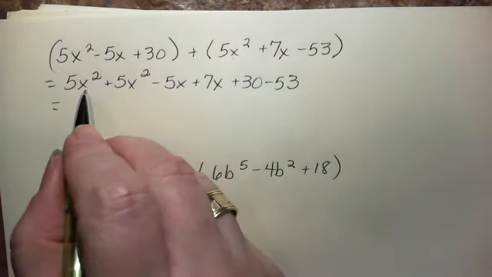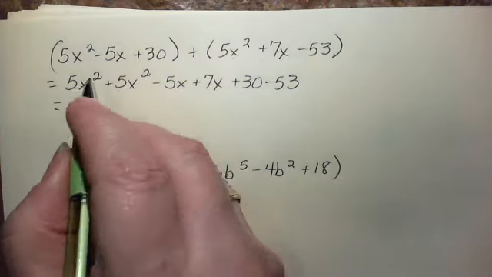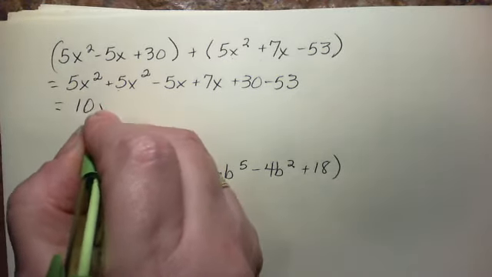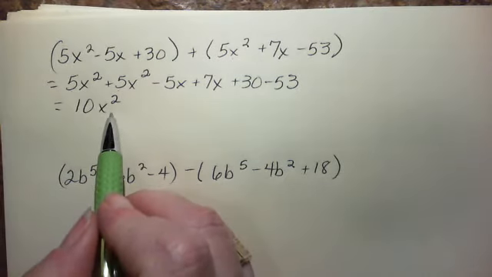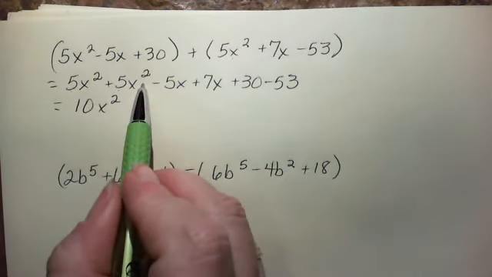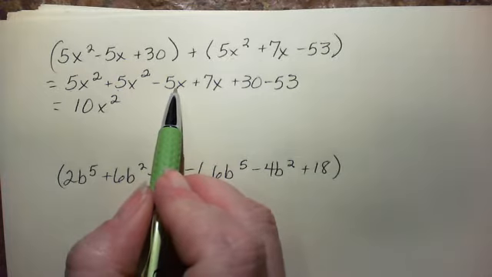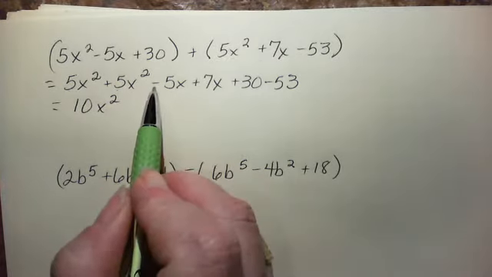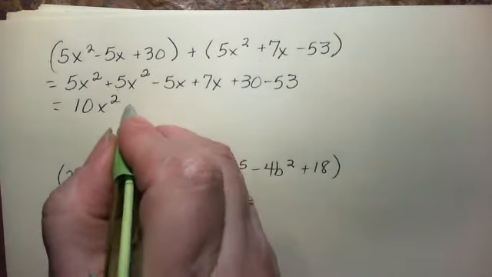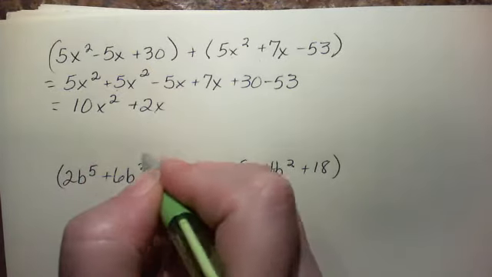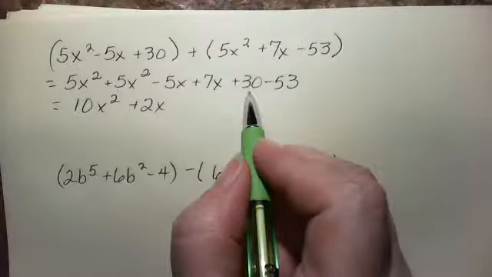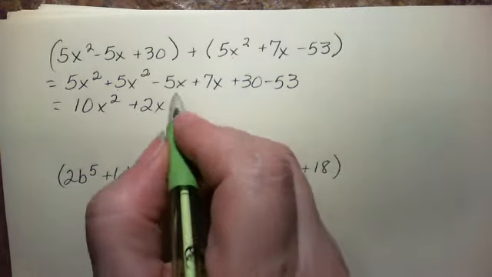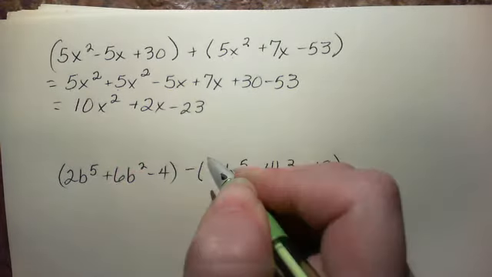Like terms go together. Add the coefficients of the x squared term. 5 plus 5 is 10x squared. Remember, we're adding like terms and the variable part stays like it was. Add the x terms here. Coefficients negative 5 plus 7 for plus 2x for the x term. And the constants, positive 30, negative 53, for negative 23.